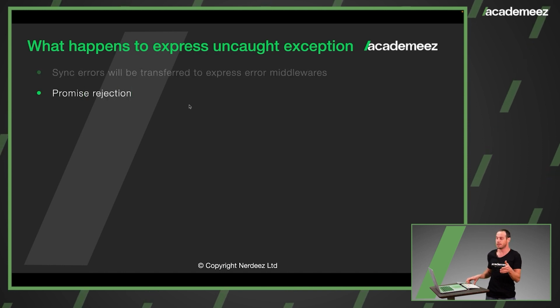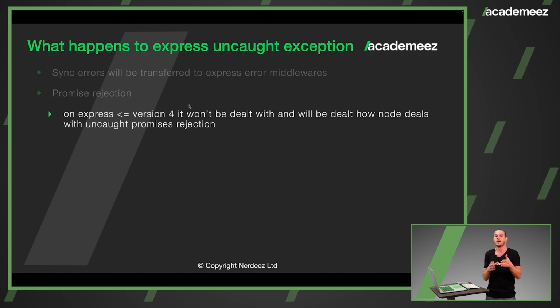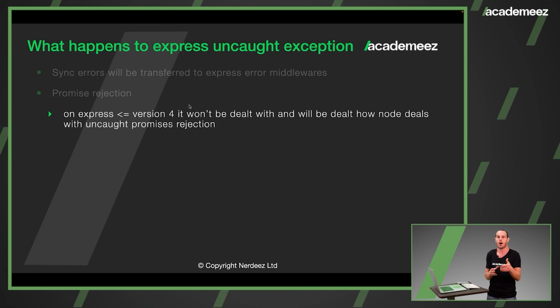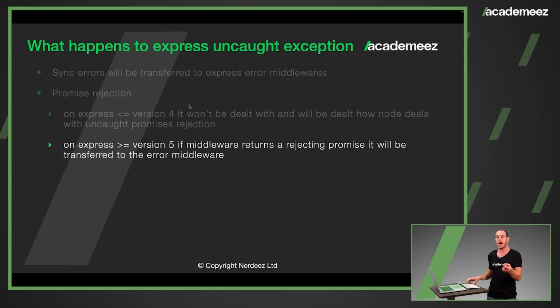When you have asynchronous errors, for example a promise rejection which you are not catching, on Express version 4 nothing happens and your process will crash. Express will not help you with an uncaught promise rejection. On Express version 5, which is still in beta and not recommended for use yet at the time this video is out, if you have a route middleware which returns a promise and the promise is rejected, Express will lead you to the error middleware.